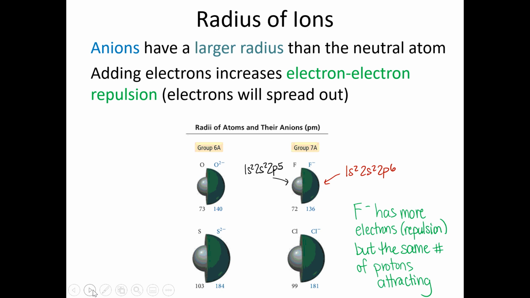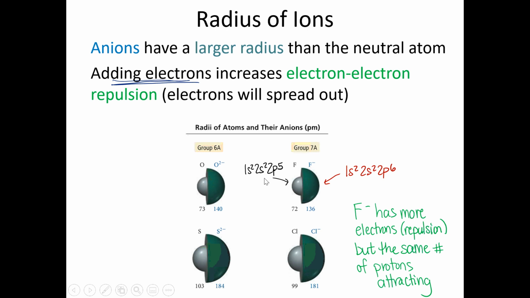And looking at anions, they typically have a larger radius. The reason is that when you form an anion, you're gaining electrons. So you're adding electrons, and electrons repel each other. When you add electrons, you're increasing that electron-electron repulsion, so the electrons are going to end up spreading out.